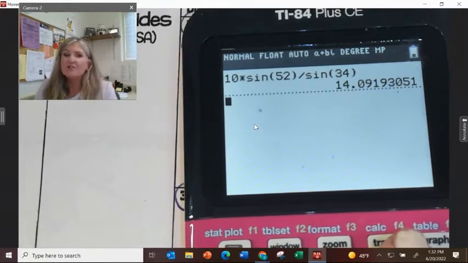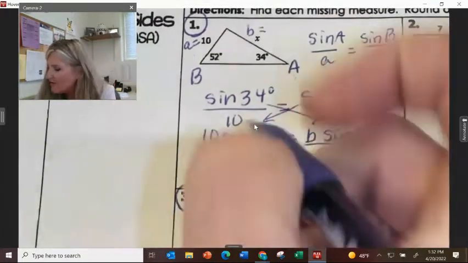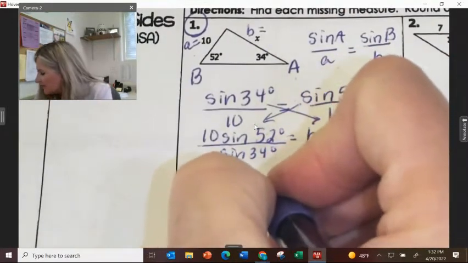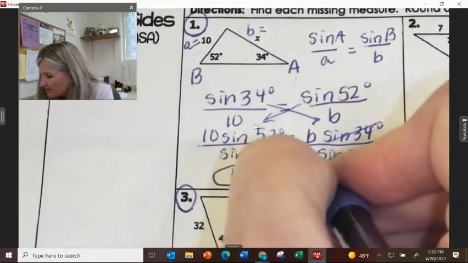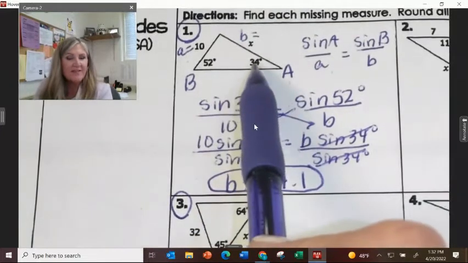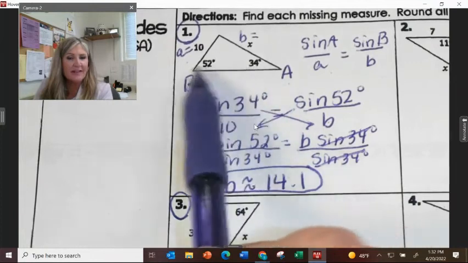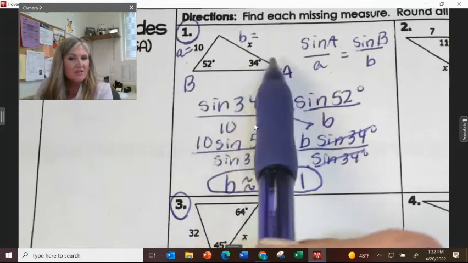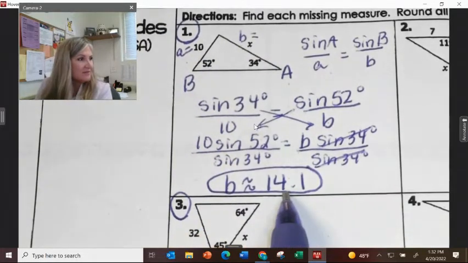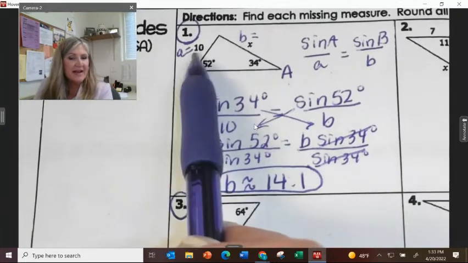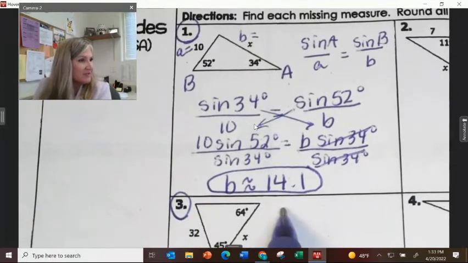Is this a degree measure or is this the length of a side? It's the length of a side, isn't it? So now I have that side B is approximately 14.1 units in length. We want to see if that makes sense. If angle A is 34, it's smaller than angle B. So therefore, side A should be smaller than side B. Is it? Yeah. Side A is 10. Side B is 14.1. So does this seem like a reasonable answer?